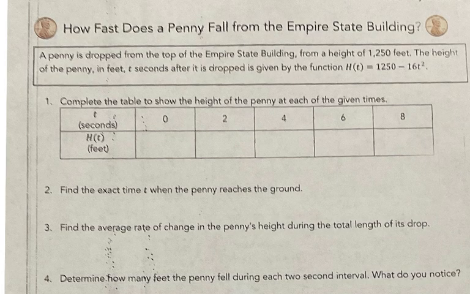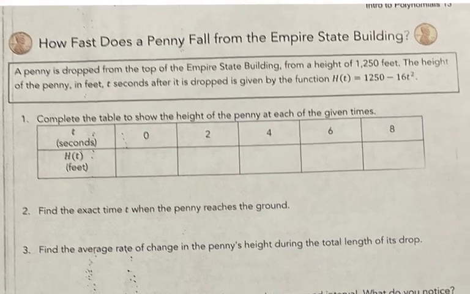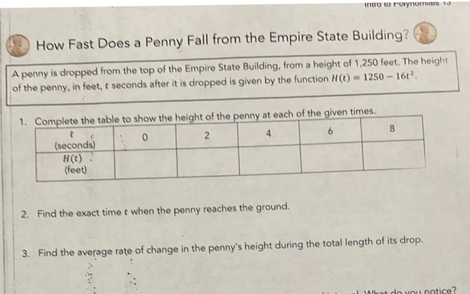Okay, here's today's lesson. How fast does a penny fall from the Empire State Building? A penny is dropped from the top of the Empire State Building from a height of 1,250 feet. The height of the penny in feet, t seconds after it's dropped, is given by the function h of t equals 1250 minus 16t squared. I'm going to complete the table to show the height of the penny at each of the given times. Can you guys fill out that table without me? See if you can.